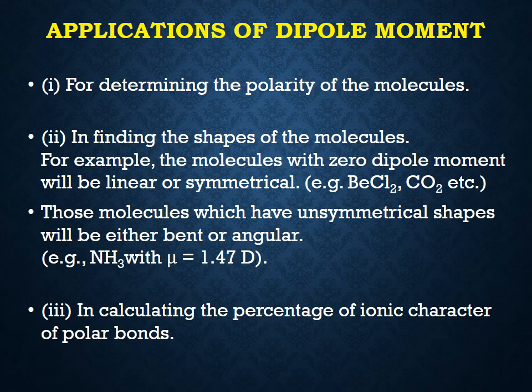Applications of dipole moment: for determining the polarity of the molecules. In finding the shape of the molecules. For example, molecules with a zero dipole moment will be linear or symmetrical. Example, beryllium chloride, carbon dioxide, etc. Those molecules which have unsymmetrical shapes will be either bent or angular.